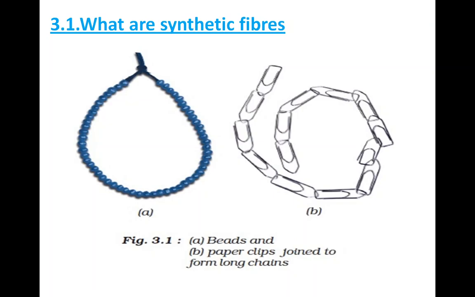So see the image, some beads are there in A, and B is just showing that paper clips are there. They are just joining to each other and making a long chain. So from this image, what do you understand? Means which thing you are getting from this image? See figure 3.1 A and B.